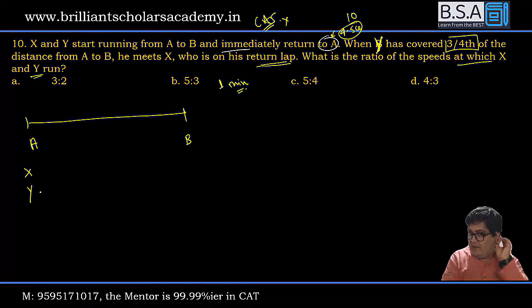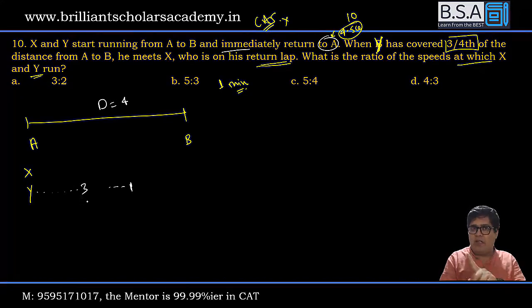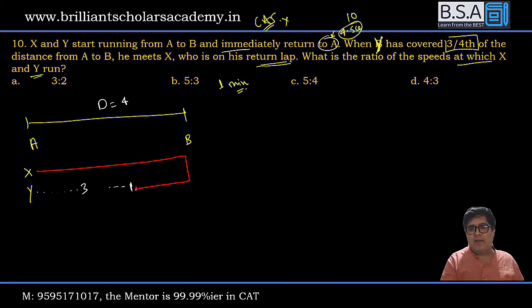So Y has traveled 3/4 of the distance. If I assume the total distance to be 4 units, Y has traveled 3. And what has X done? See, X has gone forward and then turned back. So you look at that red line, look at that white line. If this is 3 units, this must be 1 unit. So 1 unit forward and 1 unit backward.